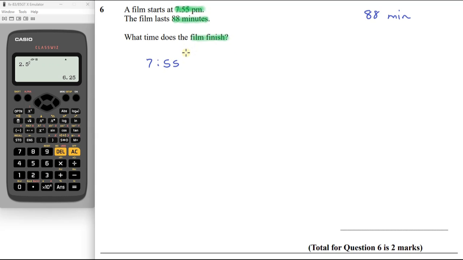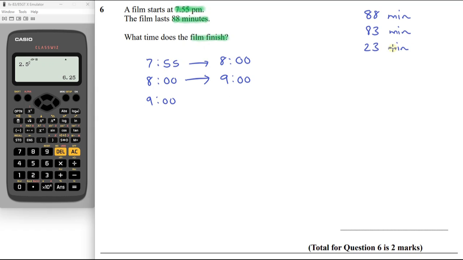So the easiest way to do this is just to break it down into easy sections. So I'm going to go from 7:55 to 8 p.m. So I can see that that is 5 minutes long. So if we take away 5 minutes from our total film length of 88 minutes, we're left with 83 minutes. So now we're at 8 o'clock. Now I think I'm just going to go straight from 8 o'clock to 9 o'clock. That's quite a nice easy interval. You can see that's 60 minutes. So if we've got 83 minutes left and we've used up 60 minutes, well, we're now going to be at 23 minutes remaining. So we are at 9 o'clock now.